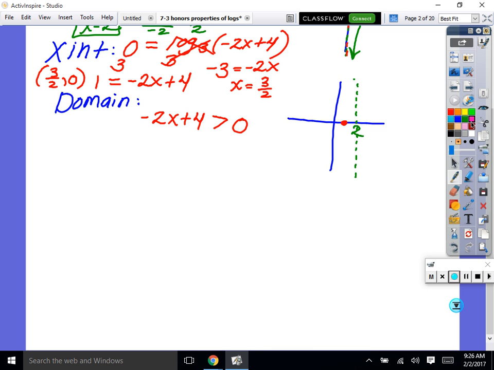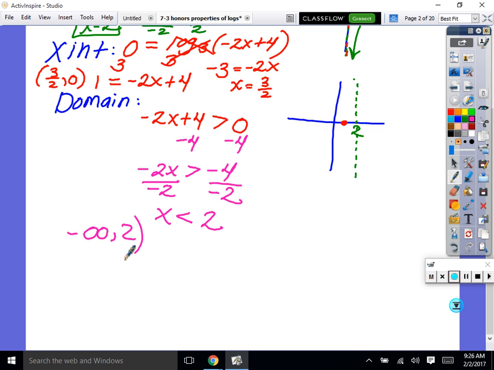So let's solve for x. Like we've already done, subtract 4 from both sides. So negative 2x is greater than negative 4. Divide both sides by negative 2. When you divide by a negative, you have to switch the sign of the inequality, right? So we have x is less than 2. So our domain is x value is less than 2, or negative infinity up to 2, not including 2.